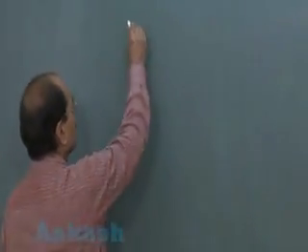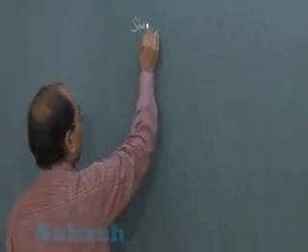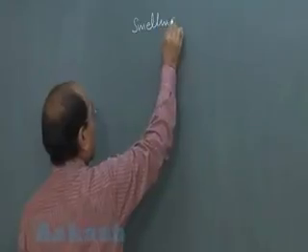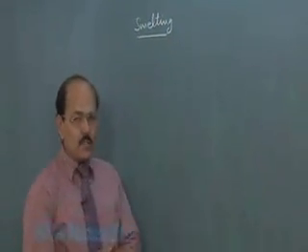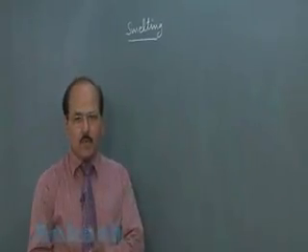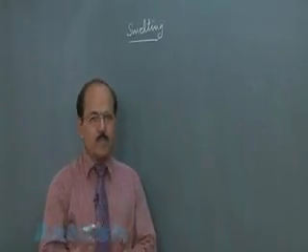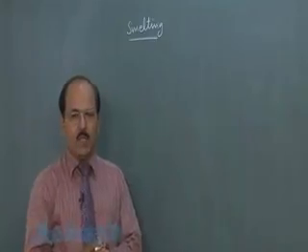Having brought the ore in that form which can be easily reduced, that is the oxide form, there are a number of reducing agents which convert the oxide to metal. This step of metallurgy is called smelting. Smelting is a process of reduction of the oxide ore into metal by using a suitable reducing agent.